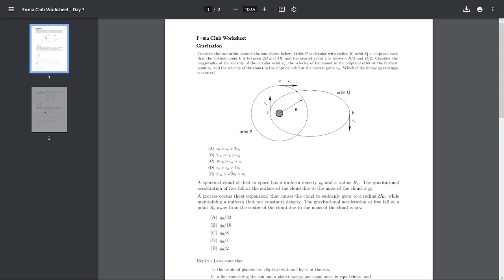Consider the magnitudes of the velocity of the circular orbit, VC, the velocity of the comet in elliptical orbit at the furthest point, VB, and the velocity of the comet at the nearest point, VA, so here. Which of the following rankings is correct? And they give us these options, right? So we can use some process of elimination. First thing, let's determine what's going on in this problem, right? We have a star, a very beautiful star, as you can see. We have a circular orbit, which we're going to say perfectly aligns because I know what I'm doing.